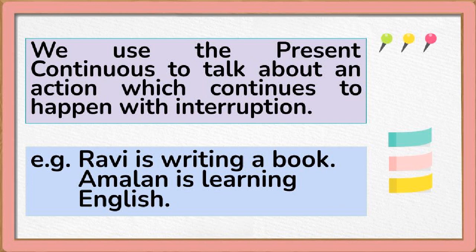We use the present continuous to talk about an action which continues to happen with interruption. For example, Ravi is writing a book. Amalan is learning English.